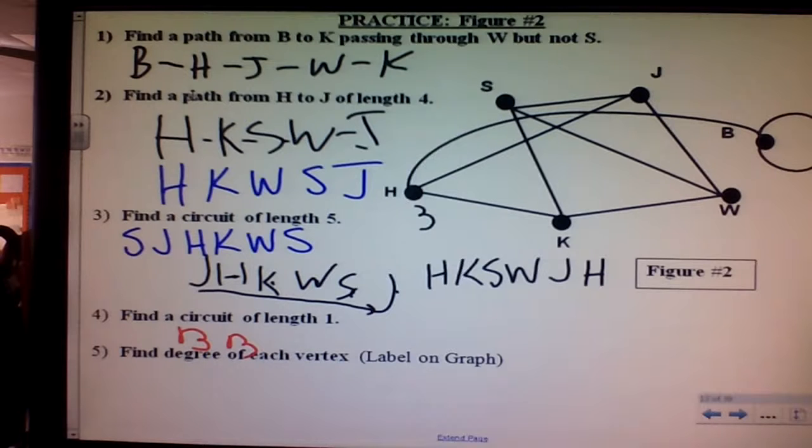You can never do a circuit of length 1 unless you have a loop. H, J, W, K, H. S had to be in there somewhere.